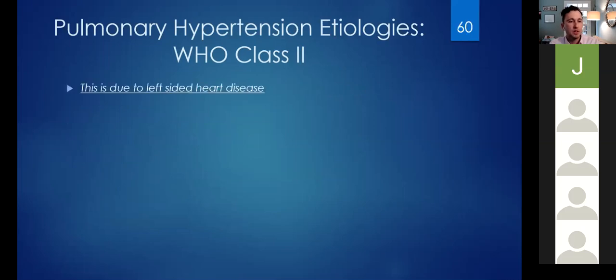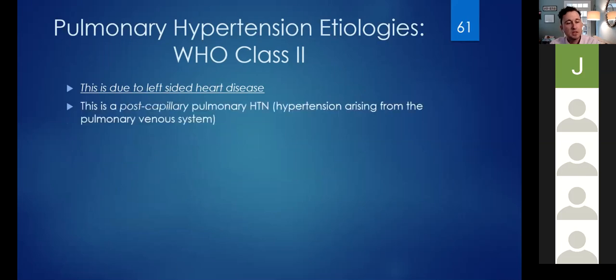All right, so class 2. Class 2 pulmonary hypertension is due to left-sided heart disease. So this is what you call a post-capillary pulmonary hypertension. So the hypertension or the elevated pressures are arising from the pulmonary venous system or things downstream to that. Okay, so it's not a capillary or pre-capillary issue like class 1.